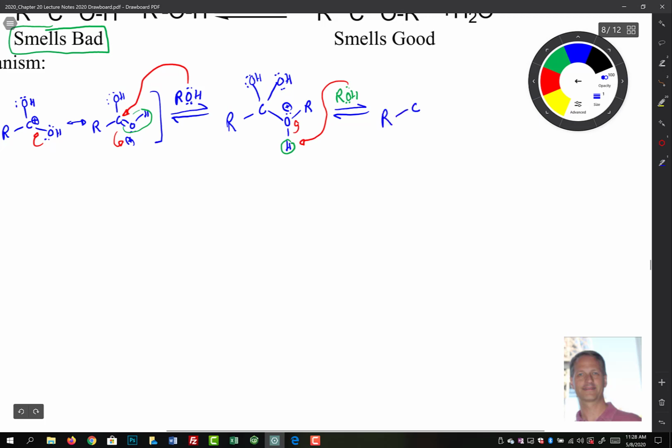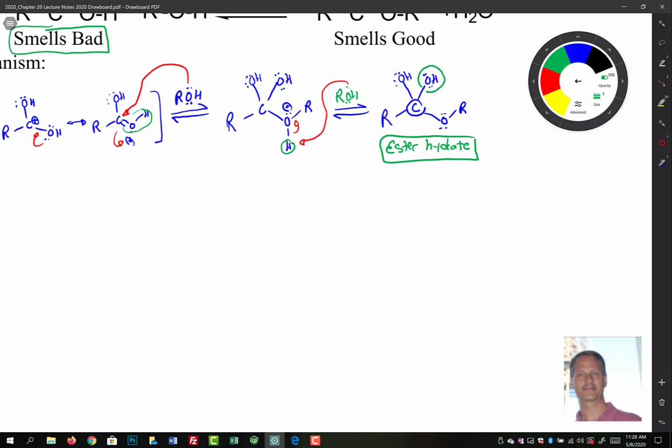That's going to give us our carbon here with two OHs and an OR. And if you recall from our last lecture, that thing is called an ester hydrate. So we're halfway done right now. What we're going to do now is continue this. Our game plan is, it doesn't matter which one of these, but we're going to protonate one of these and then kick it off and be essentially done with our mechanism.